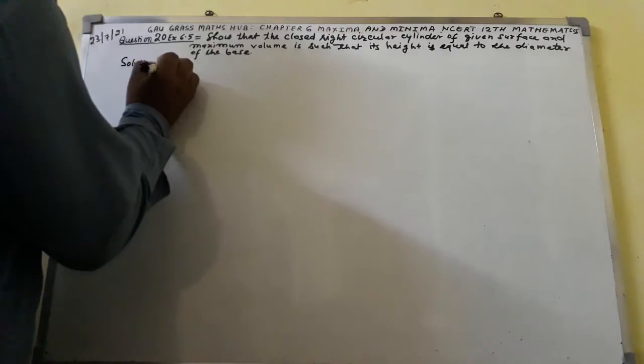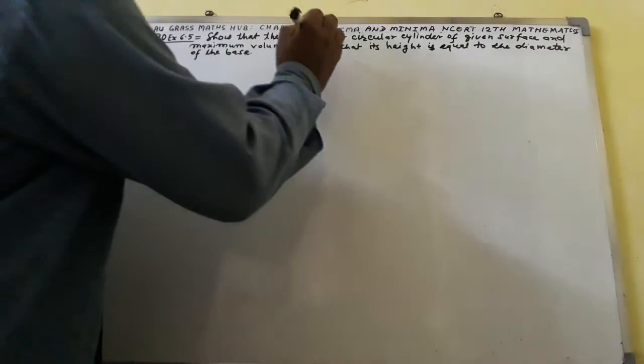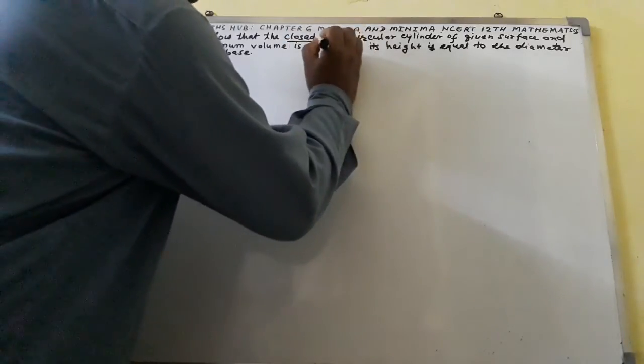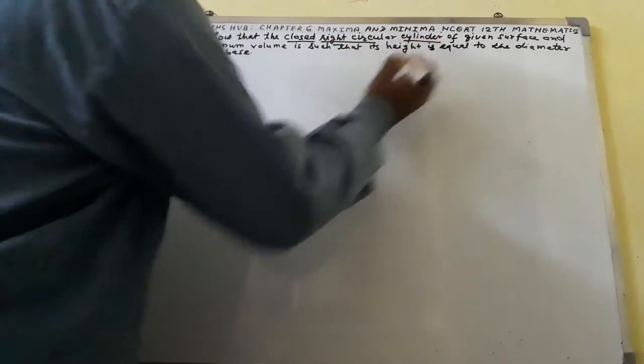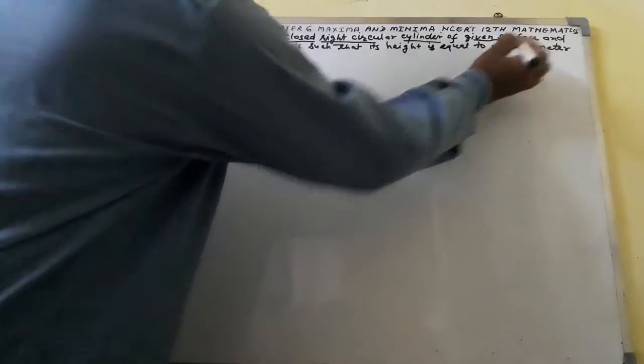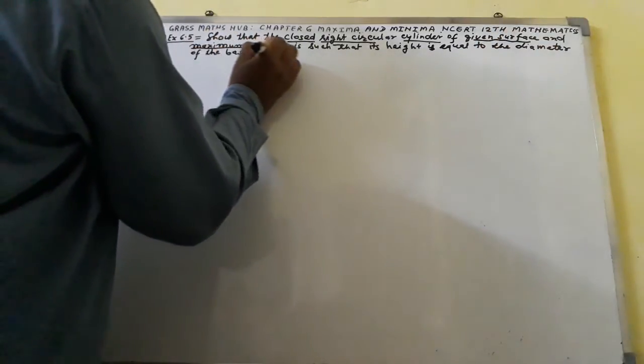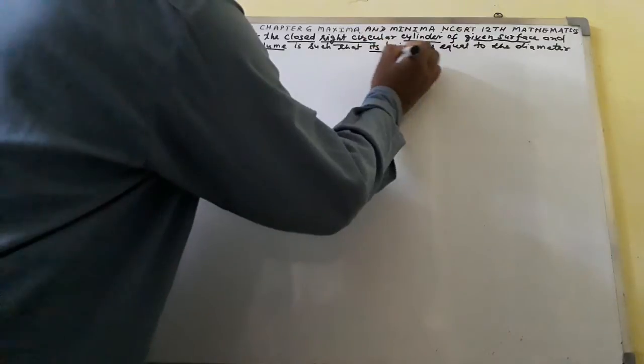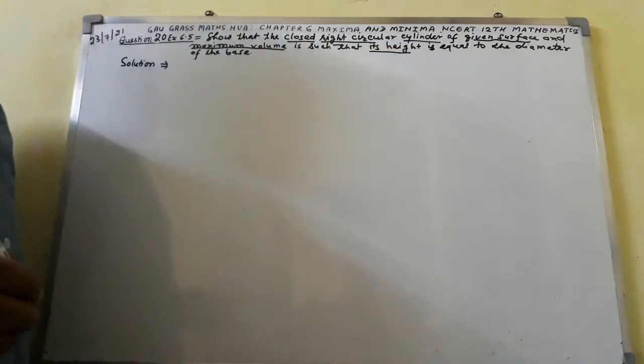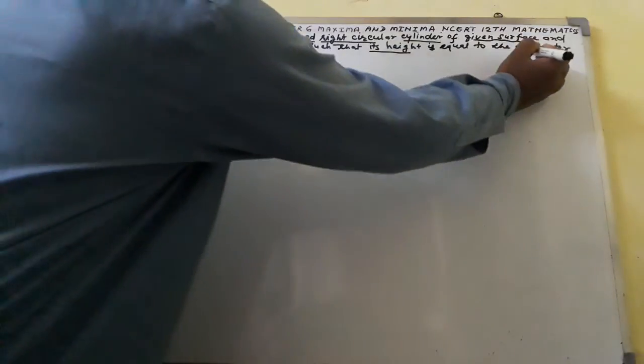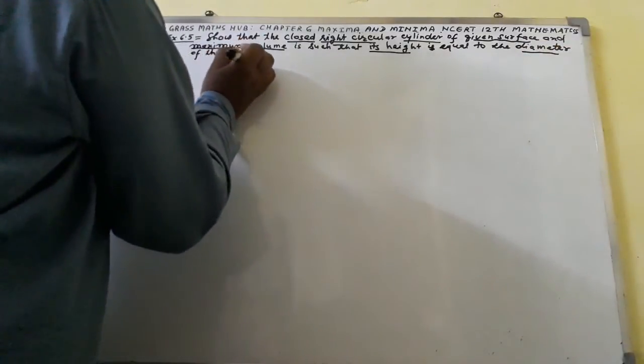Solution: this is a word problem question. I shall mark the key points with a pencil in the question paper itself. A closed right circular cylinder of given surface area and maximum volume is such that its height, meaning the height of the cylinder, is equal to the diameter of the base.